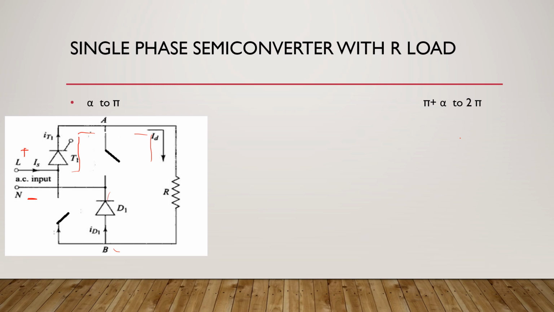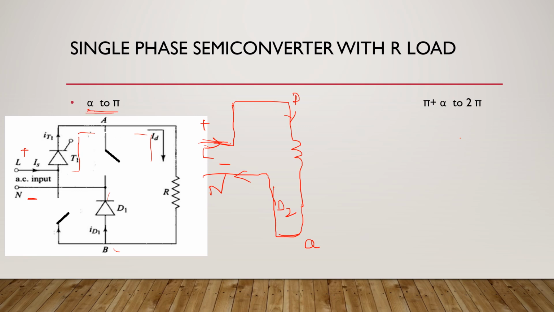So the current flows through T1, through the load, and then through D1 and back. If I draw it, this is going to be L, then this is thyristor T1, which I'm going to represent by a short, because once it is in conduction, it is just like a short. And this is your diode D1, which can also be represented by a short when it is conducting, and this is your N. So current flows from the positive terminal of the supply voltage through the load. Suppose I call the load terminals P and Q. The current flows from P to Q through diode D1 and then back to the neutral, right? This happens from alpha to pi because we are firing the thyristor T1 at alpha.